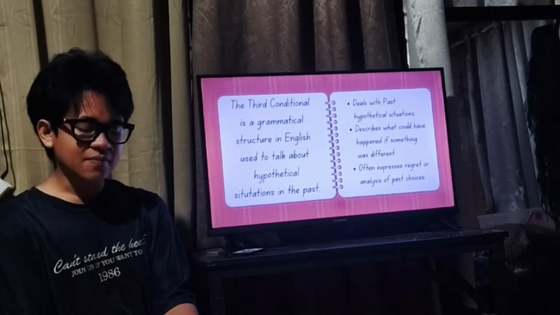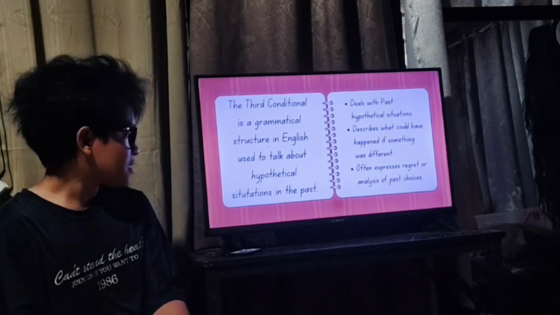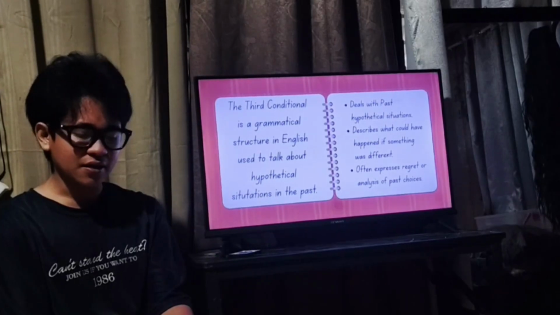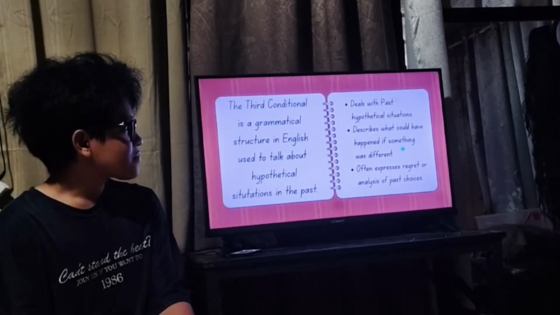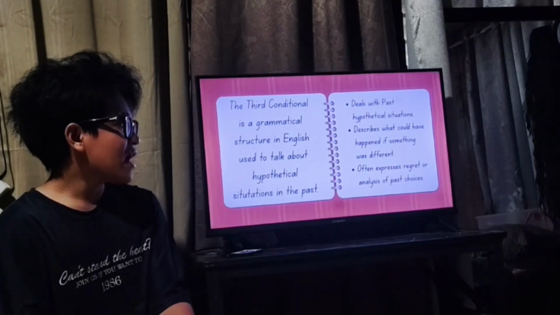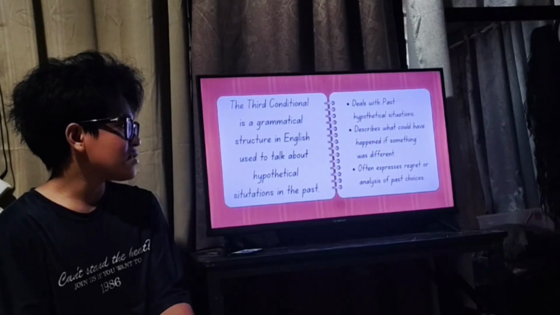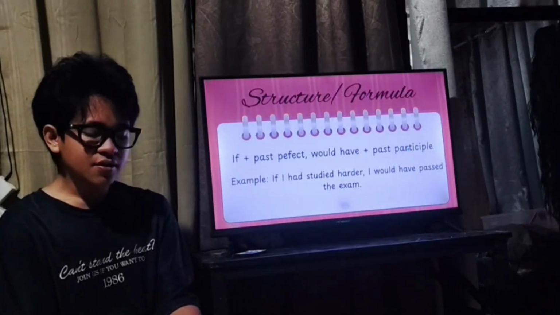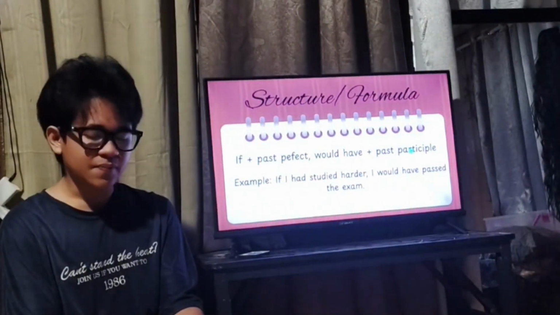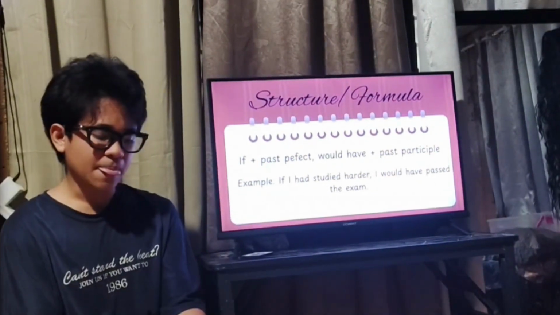The third conditional is a grammatical structure in English used to talk about hypothetical situations in the past. It describes what could have happened if something else had been different. It deals with past hypothetical situations, often expresses regret or analysis of past choices. The third conditional expresses a situation that is contrary to fact in the past. It is used to speculate about alternative paths.